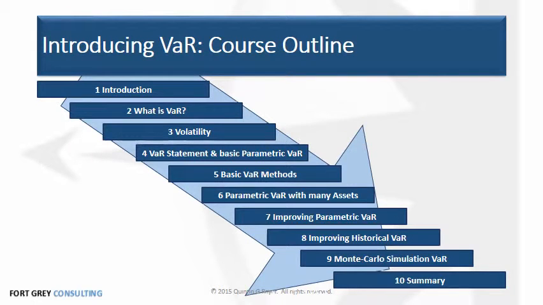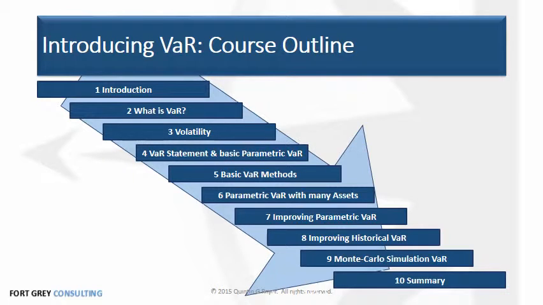Here we see the course outline. We start with an introduction and then ask what is value at risk. Next we look at volatility, and then the VAR statement and basic parametric value at risk. That's followed by basic value at risk methods. After that, we look at parametric value at risk with many assets and how we might improve parametric VAR.